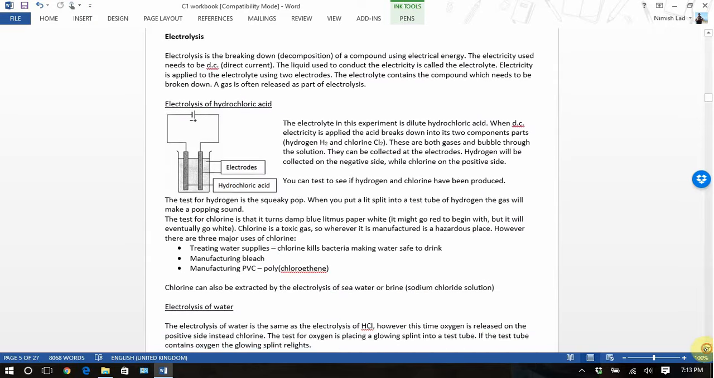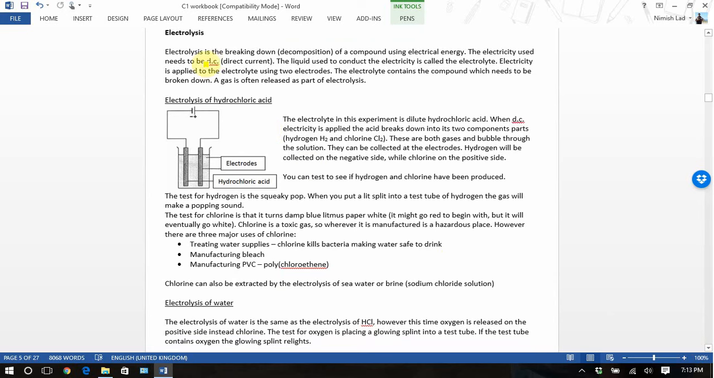So let's talk about electrolysis. Electrolysis is the breaking down of a substance using electricity. So it's decomposition of a compound using electricity, or electrical energy. It has to be DC. It does not work with any other type of electricity. It has to be DC.